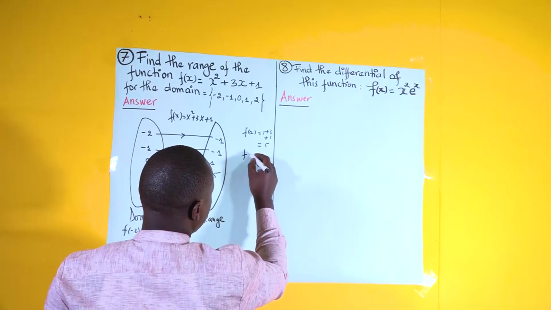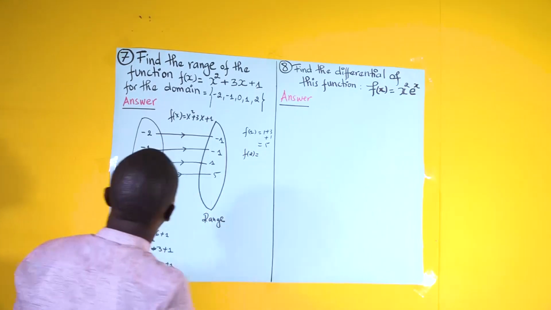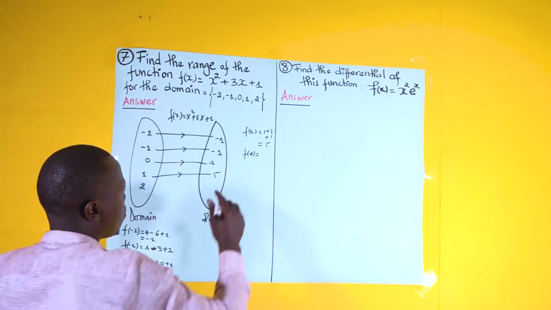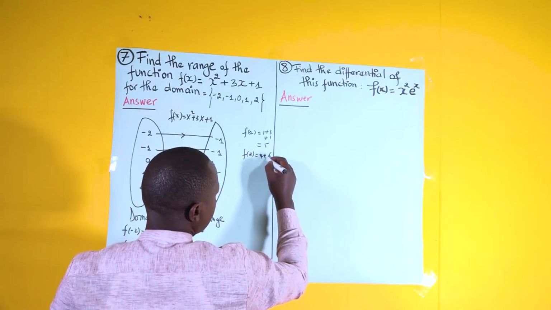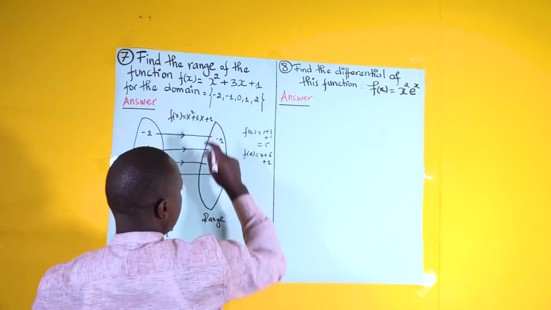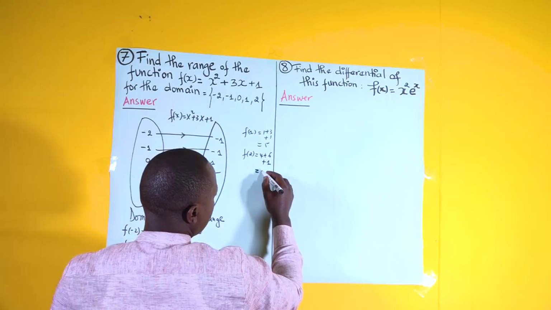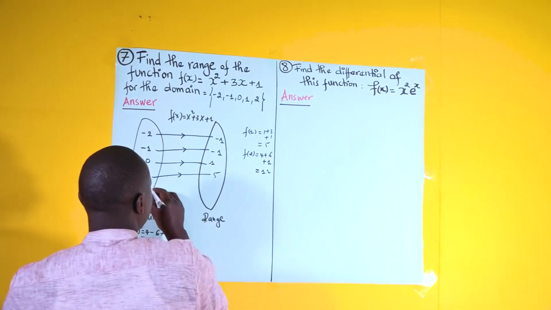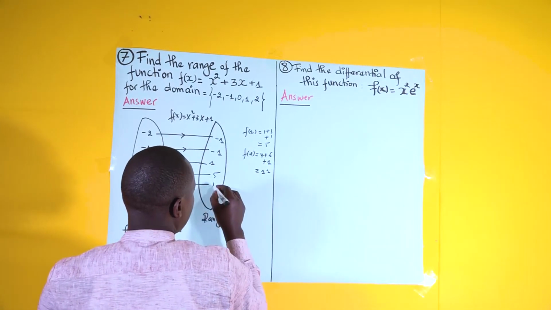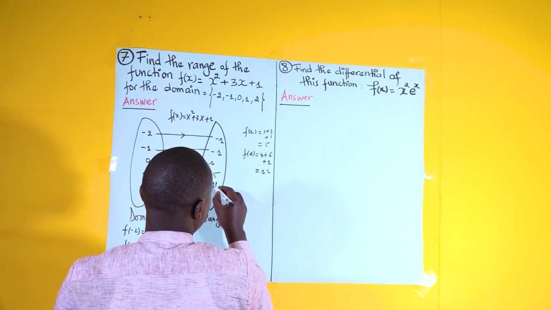When you substitute 2 in that function, put 2 here. This is 4 plus 6. Again plus 1. So the answer here is 11. When you substitute 2 in that function, the answer here is 11.